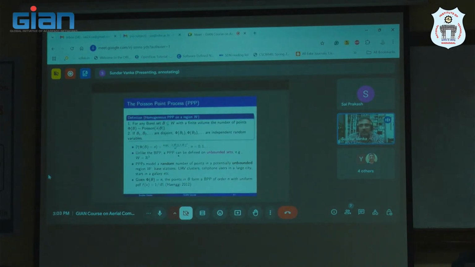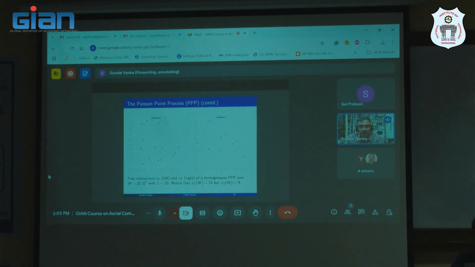So, this is what we call the homogeneous PPP. The reason I'm emphasizing the word homogeneous is there is something called non-homogeneous, and we'll come to that in a couple of slides. Now, if I were to look at different realizations of a PPP, how would they look? Let us say that I'm interested in a homogeneous PPP over a region W, which is the unit square, the interval 0, 1 by 0, 1. I took lambda equals 10. The intensity of this process is 10.